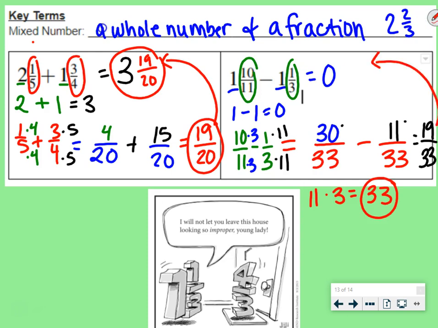So that comes up here and joins the 0. And we really don't even need the 0. We just need the fraction 19 over 33. So that is how we add and subtract fractions along with mixed numbers.